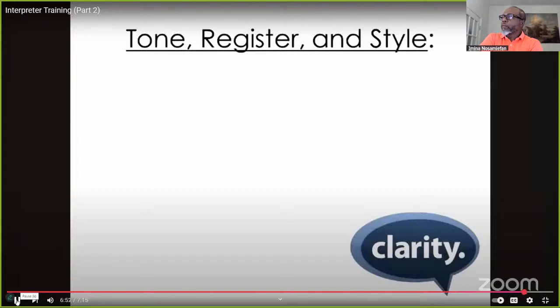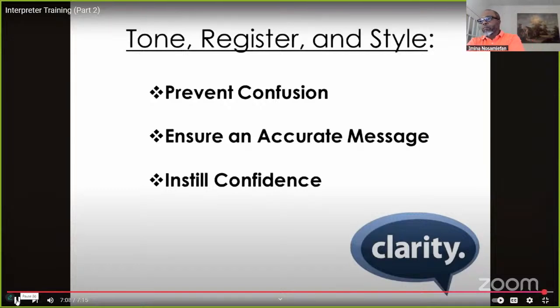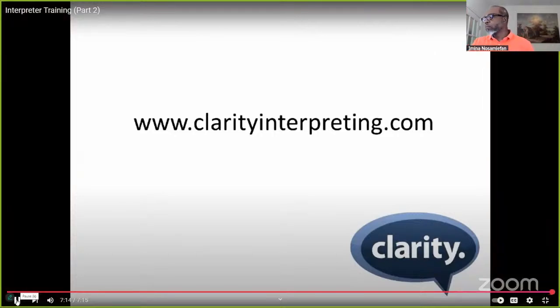Words are only part of what is being said. Professional interpreters replicate the register, style, and tone of the speaker. This will prevent confusion, ensure an accurate and clear message, and instill confidence in both parties that what they are saying is truly being conveyed. These 7 tips demonstrate some of the core differences between a trained and untrained interpreter.